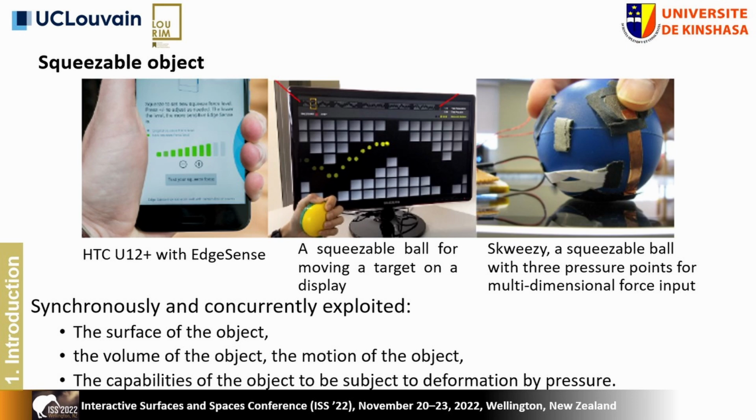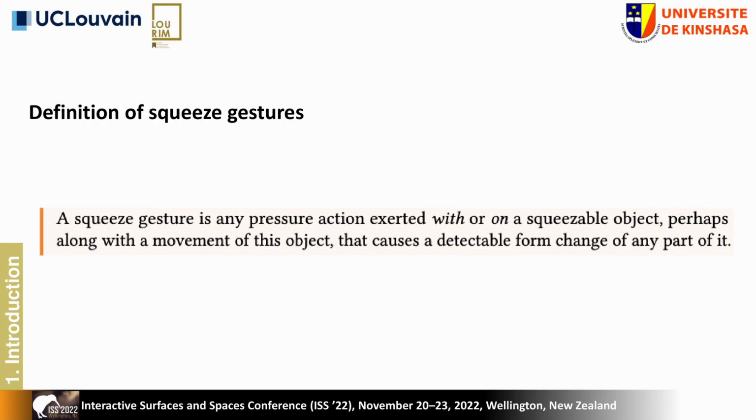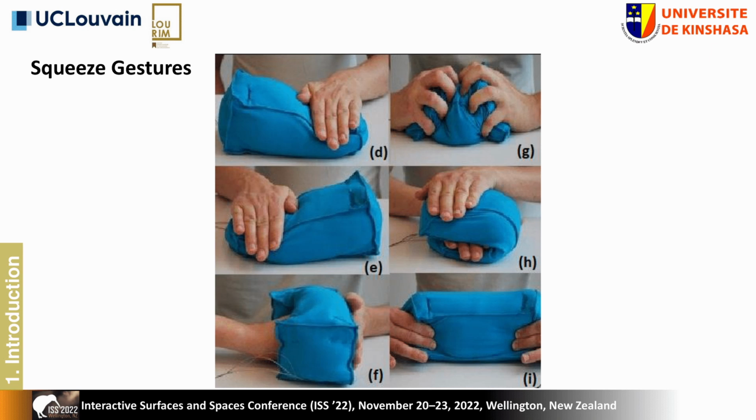To this end, several properties of the object can be exploited: their surface, their volume, their position in the space, and their sensitivity to deformation when some pressure is applied. We define a squeeze gesture as any pressure action exerted with or on a squeezable object, sometimes in combination with a movement of this object, that causes a detectable form change of any part of it. They can take several forms, such as stretching, pinching, folding, or freezing.